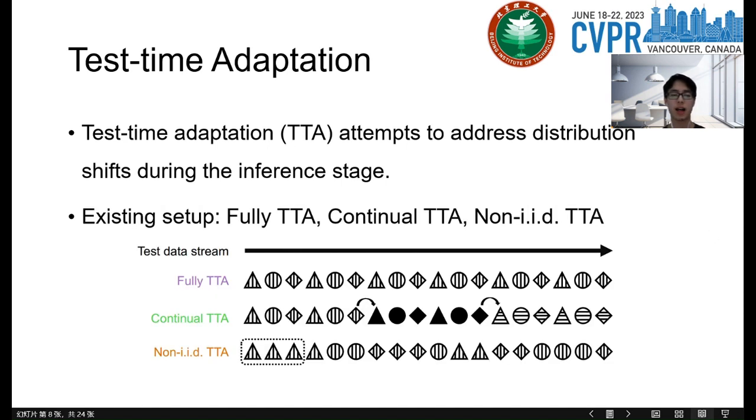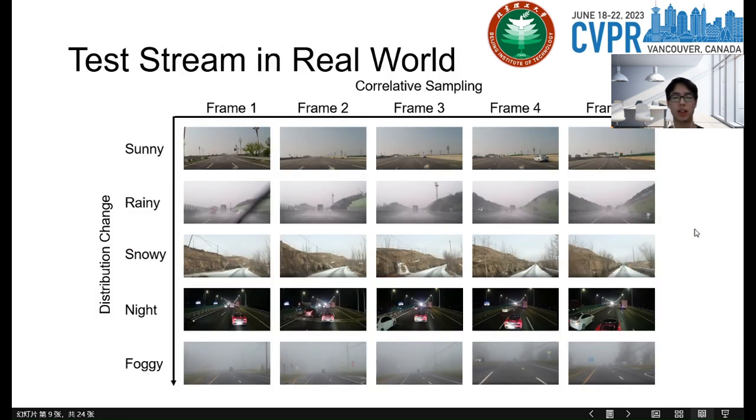Existing TTA setups make some assumptions on the test stream. For example, fully TTA and continual TTA assume that the test stream is randomly drawn from a fixed or a continually changing data distribution respectively. Non-IID TTA considers the correlative sample test stream from a fixed data distribution. However, these assumptions are often broken in real-world applications.